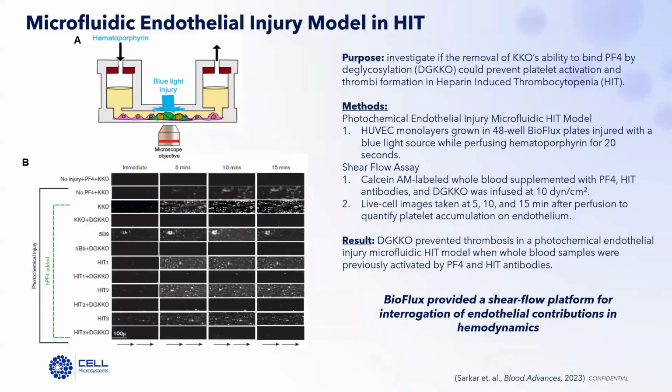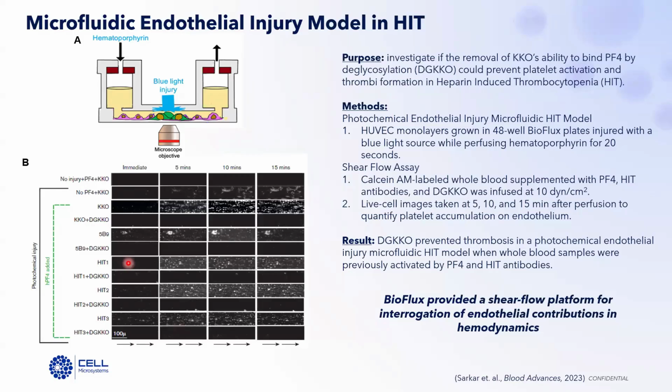In the second study, the bioflux was used to model endothelial injury under shear flow to investigate heparin-induced thrombocytopenia, or HIT, which is an autoimmune disorder marked by a dangerous hypercoagulable state. The researchers wanted to test whether modifying the HIT-like monoclonal antibody, KKO, specifically by deglycosylating it, could reduce thrombosis by preventing KKO from activating platelets through its binding to PF4.